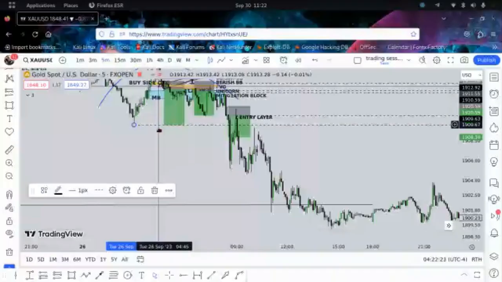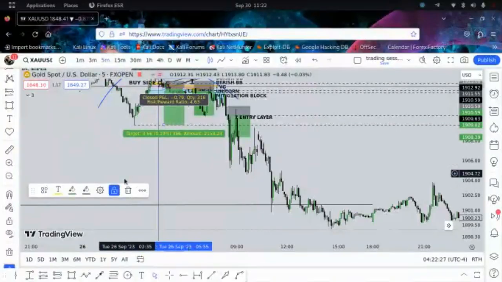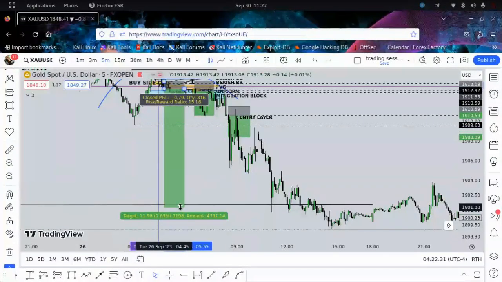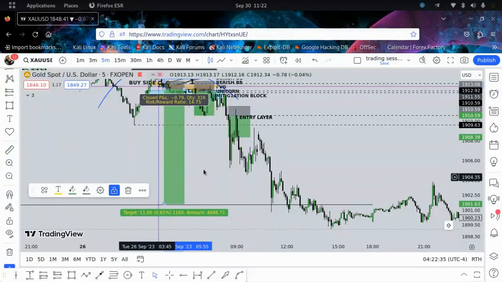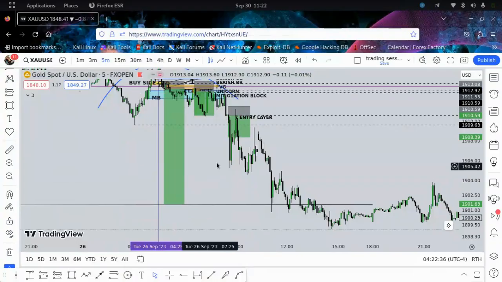Remember on a TP1, you're already layering, those who want to layer. The pips maker. You can see 116 pips. 116 pips on gold.